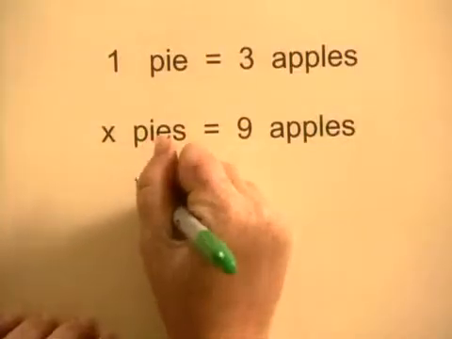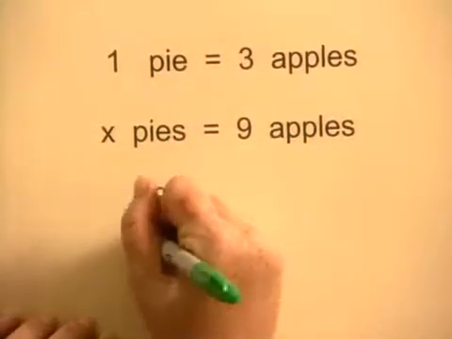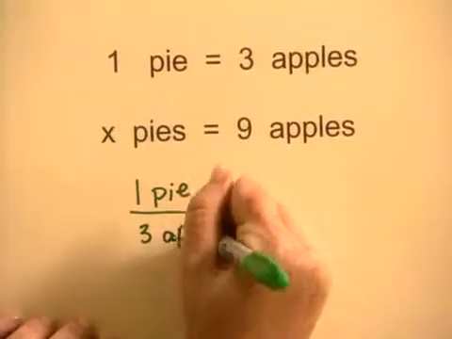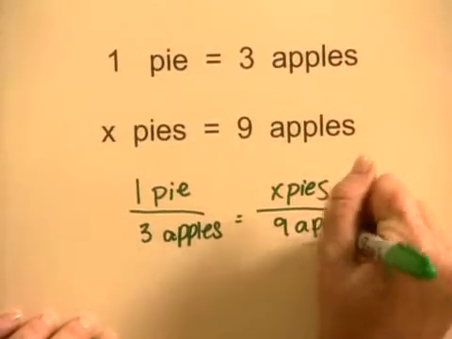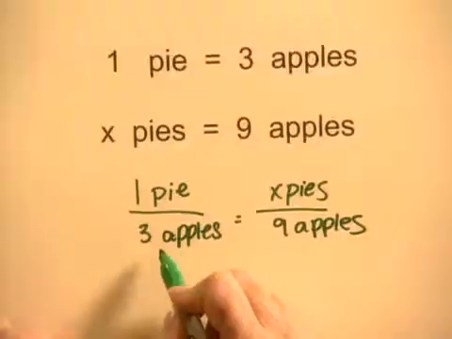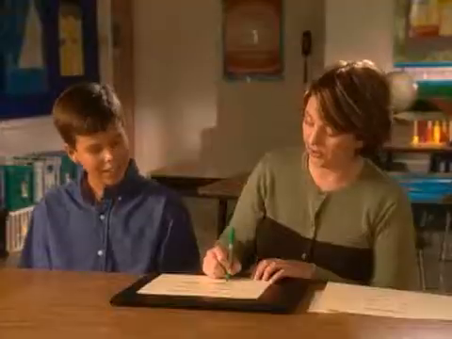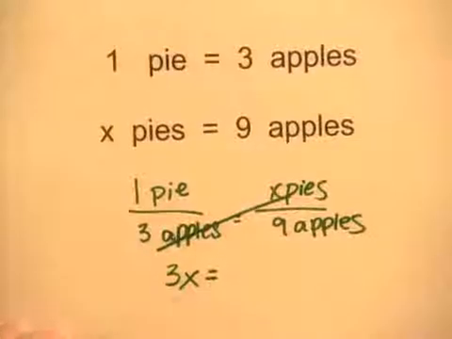So one pie uses 3 apples. How many pies can I make with 9 apples? And the way we find this out is with cross multiplication. So we're going to multiply across. If we multiply 3 times x, what are we going to get? 3x, very nice. And 1 times 9 is?